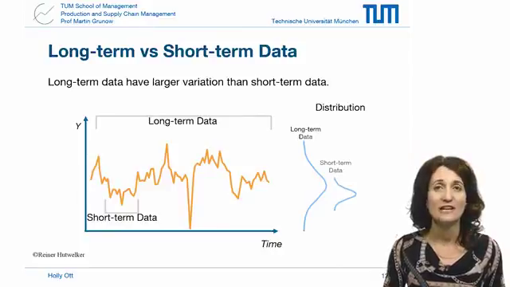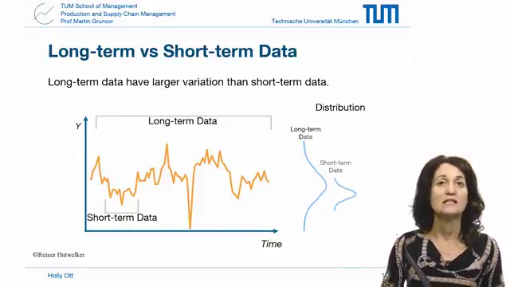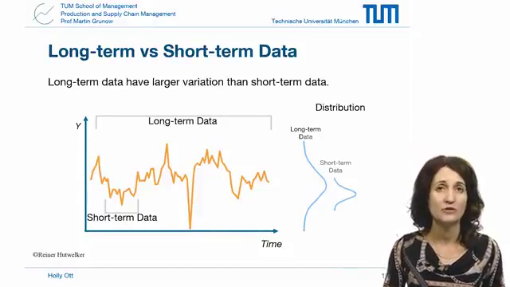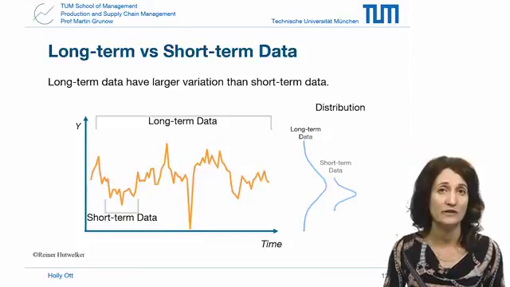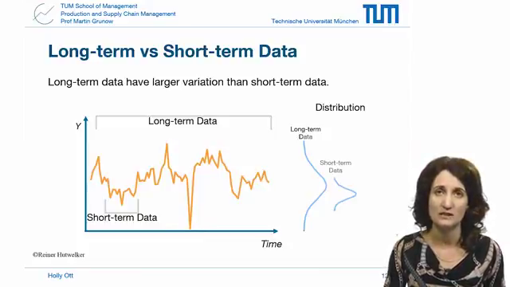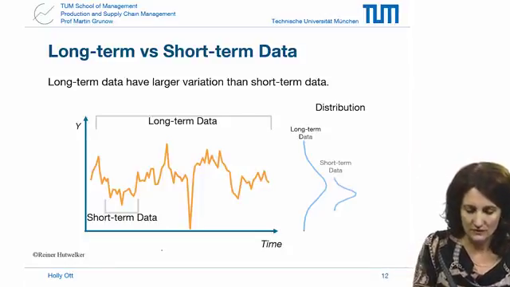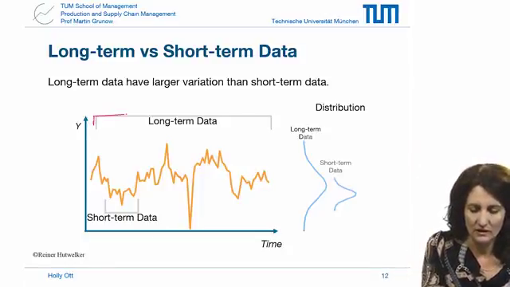Now we want to look at another aspect of capability, long-term versus short-term data. Data that is taken over a long time period normally have a greater variation, as this data will cover special causes, such as trends in data over time. So here we have the long-term data.